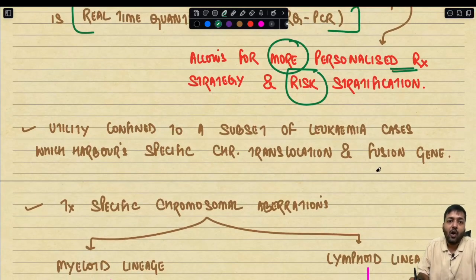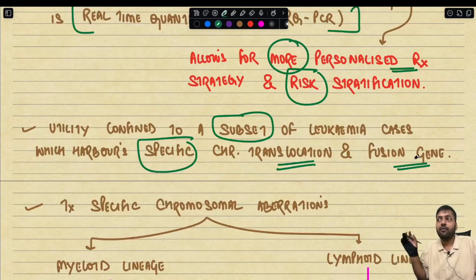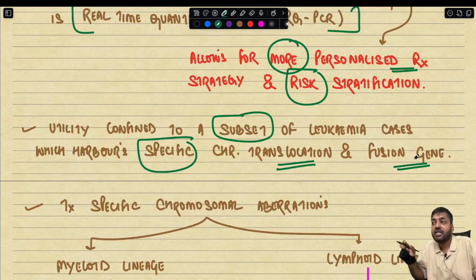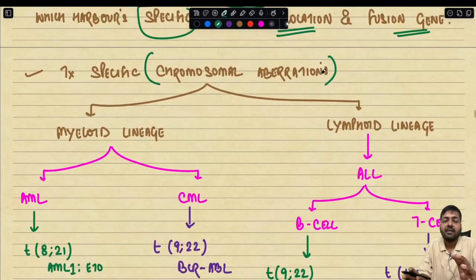Now the utility of PCR has been confined to a subset of leukemia cases which harbor a specific chromosomal translocation and fusion gene. It can be used, but it is difficult to apply; it is more easily used against those leukemias for which we already have a specific chromosomal translocation or fusion gene as a defined diagnostic set. Now, what are the tumor specific chromosomal aberrations that we know of and that we apply?